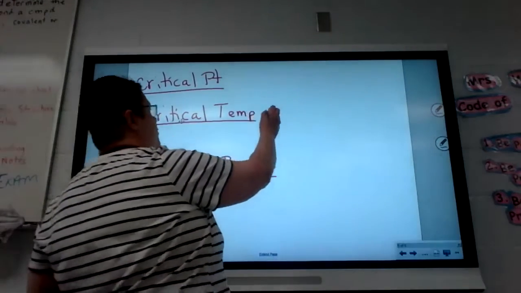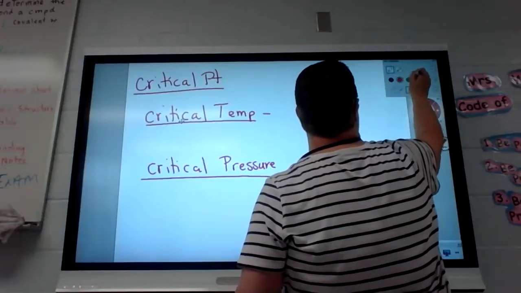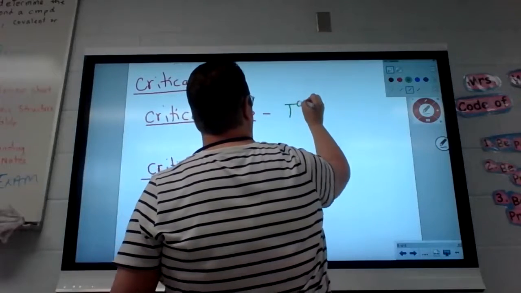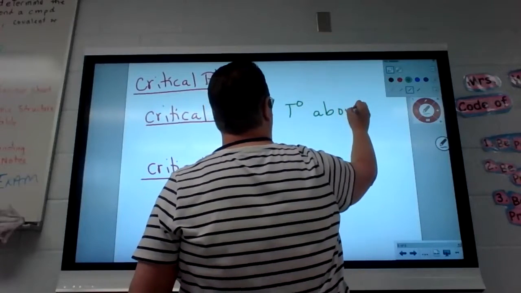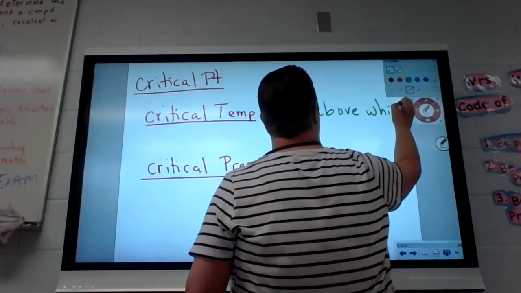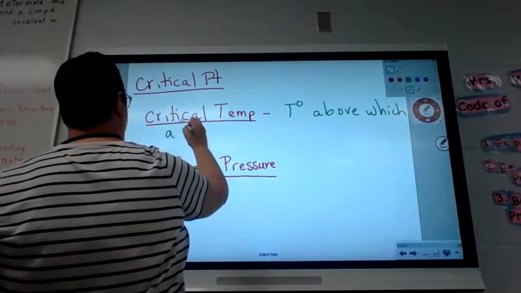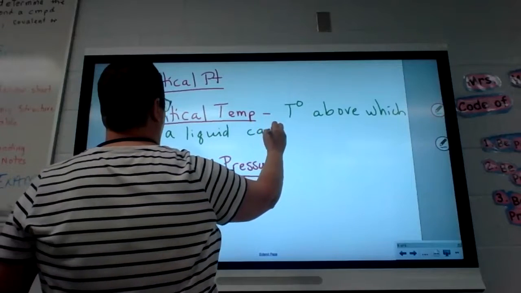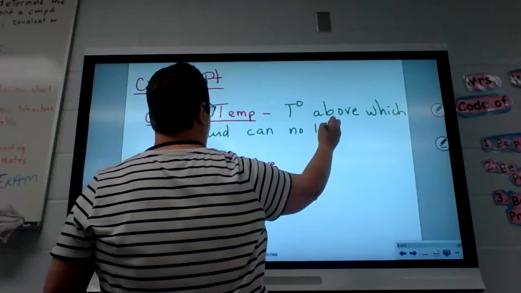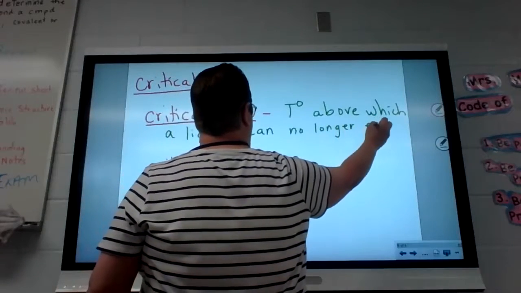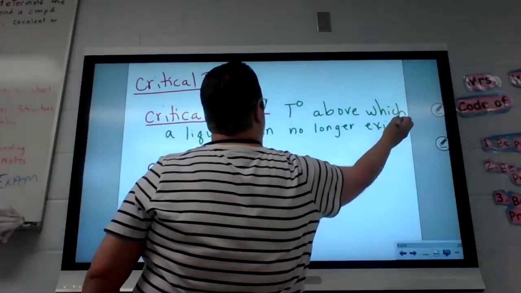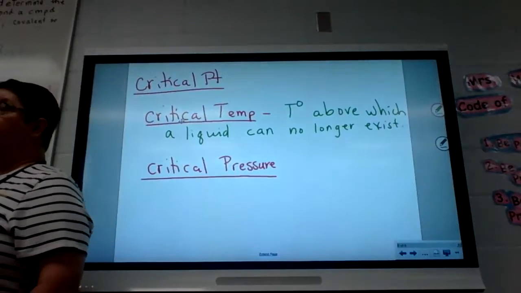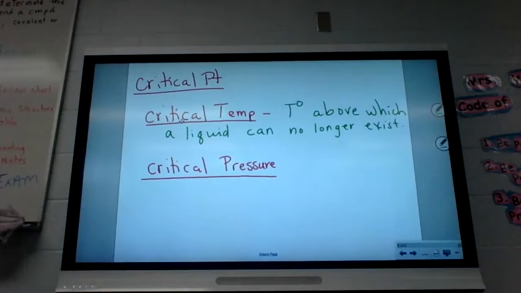Okay, so the critical temperature is defined as the temperature above which a liquid can no longer exist. So once you pass that point, the liquid can no longer exist, and you're going to be in what state? Yeah. You're going to be a gas. Okay?